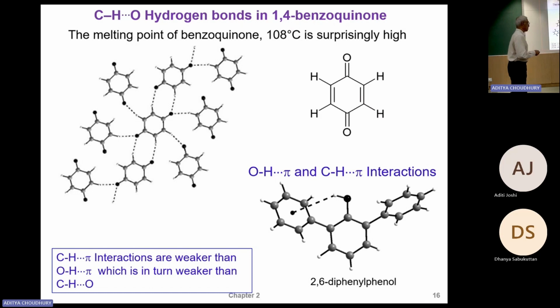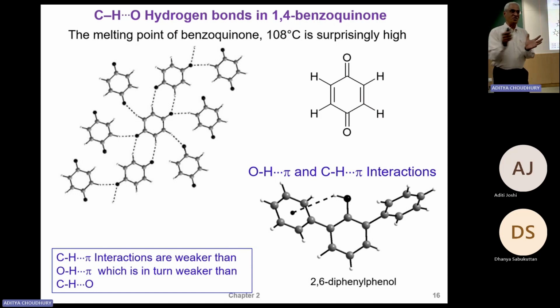I just talked about OH interaction, alcohol interaction. They tend to form dimer. They tend to form trimer. This particular example is an exception because OH is kind of isolated because of the steric hindrance, because of the presence of two phenyl rings in the ortho positions. Because of that, this OH cannot form dimer or even trimer. Maybe phenol may form, but not this. They ended up forming OH pi. This is OH pi interaction.